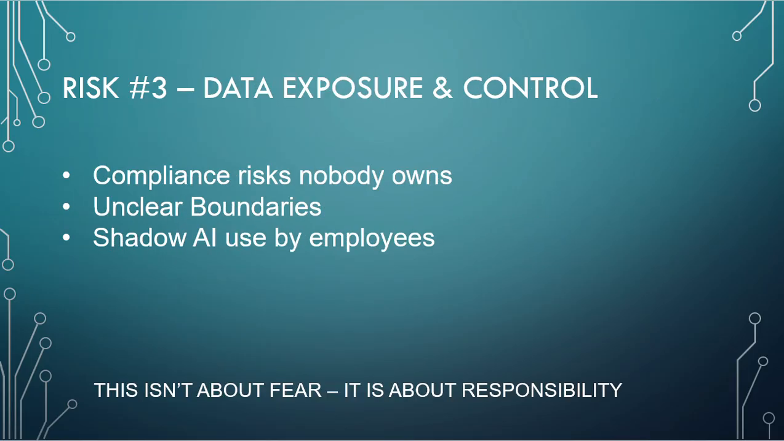So, risk number 3 is data exposure and control. We definitely need to have compliance in place. We need to understand what the inputs and the outputs are. We need to understand who has ownership of those. You need to set clear boundaries on what AI can be used for within your company, and you need to make sure that you have policies in place and that you have ownership of those. You have someone accountable for those.